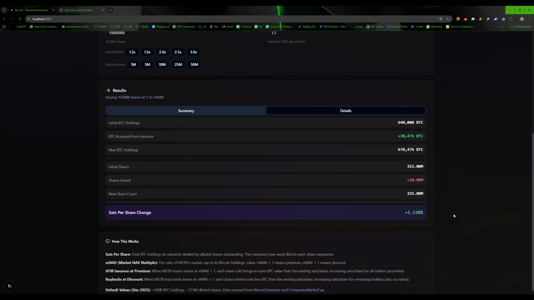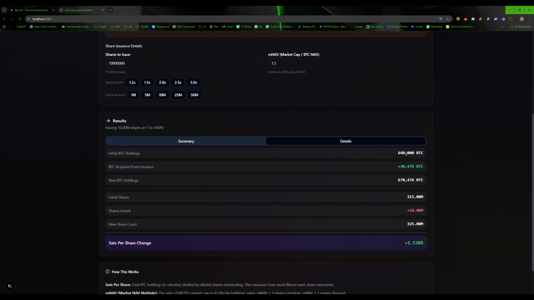If we go to details, we can see here you have 640,000 BTC beforehand. You'd be buying 30,000 BTC. You'd have 670,000 BTC afterwards. Your initial shares would go from 315 million to 325 million, and that would mean that your sats per share would go up 1.5%. So the amount of sats per share would go up quicker.